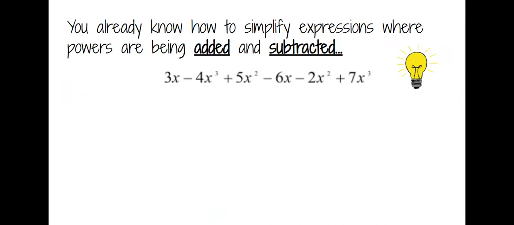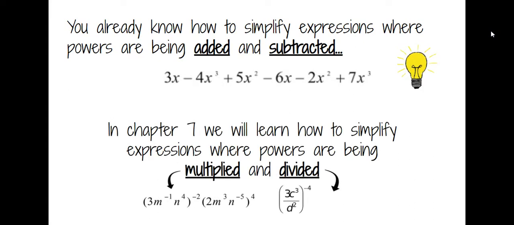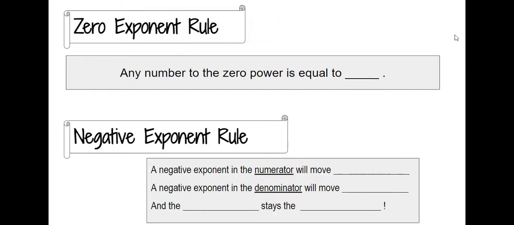Okay, let's think about what you already know. You already know how to simplify expressions where powers are being added and subtracted. You've learned how to do that a while ago. It's combining like terms. In Chapter 7, we're going to be learning how to simplify expressions where powers are being multiplied and divided. And that's what's new in this chapter. We're going to be investigating the zero exponent rule and the negative exponent rule in this lesson.